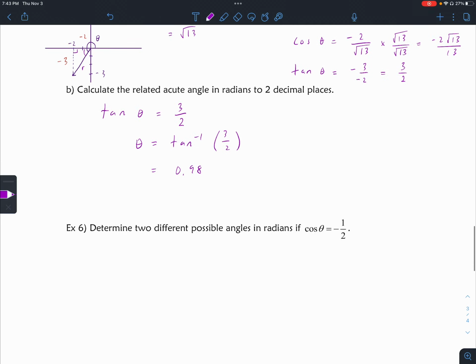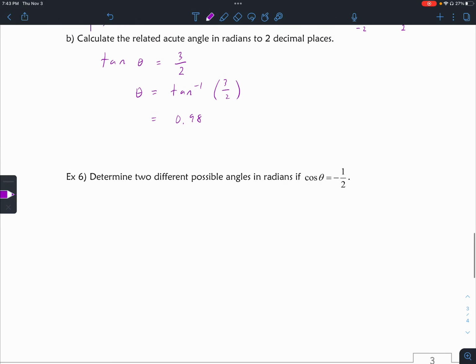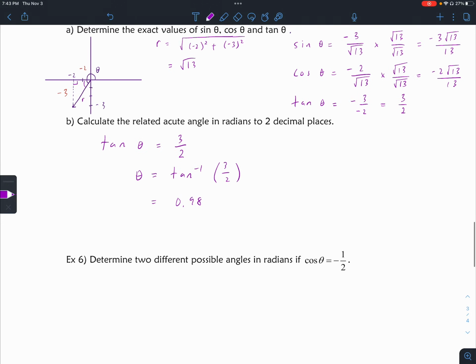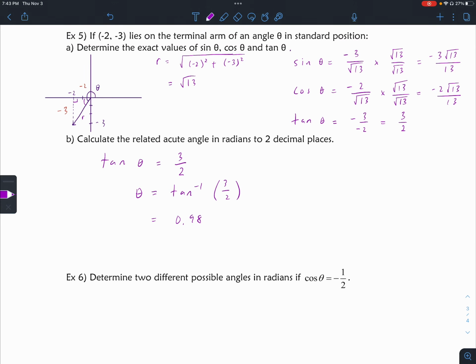Okay, now looking at example 6. Now, before we move on to example 6, I just want to mention that if we wanted to find the principal angle, so this is just a related acute angle, right? But let's say we wanted to actually find what the principal angle is, like sort of like a part C to this. Okay, so principal angle.